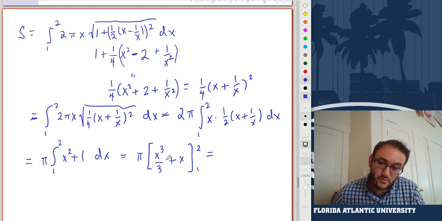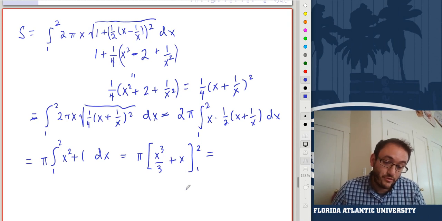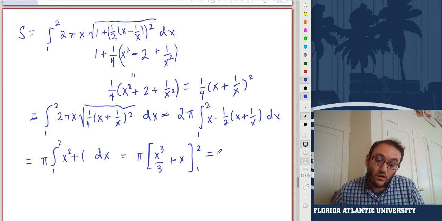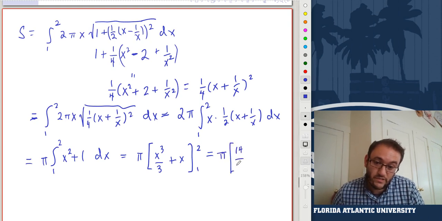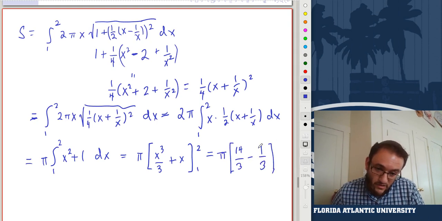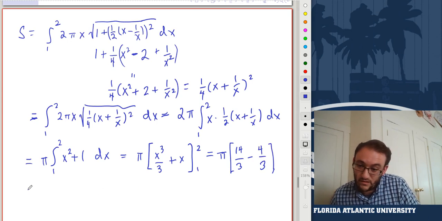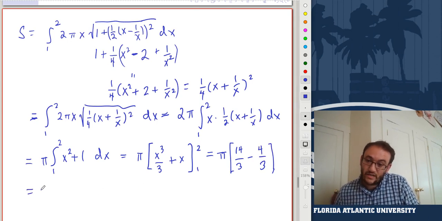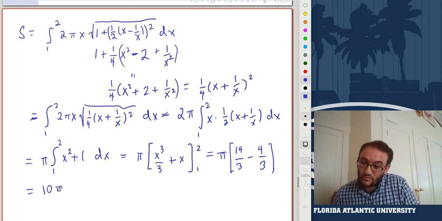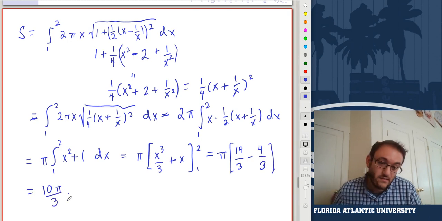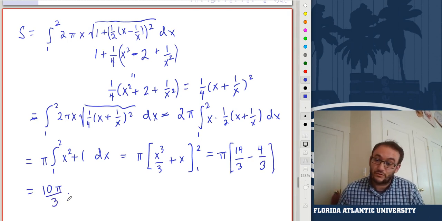At the first point, it's 8/3 plus 2, or 14/3. And at the second point, it's 1/3 plus 1, or 4/3. So we get 14/3 minus 4/3, and we have, in summary, 10 pi over 3 as the area of our surface of revolution.